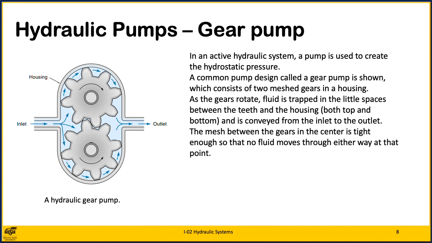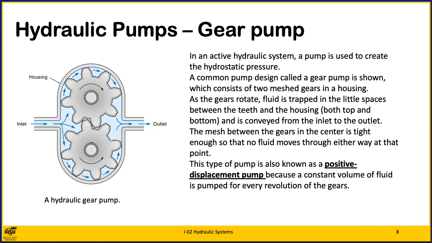The mesh between the gears in the center is tight enough so that no fluid moves through either way at that point. This type of pump is known as a positive displacement pump because a constant volume of fluid is pumped for every revolution of the gears.